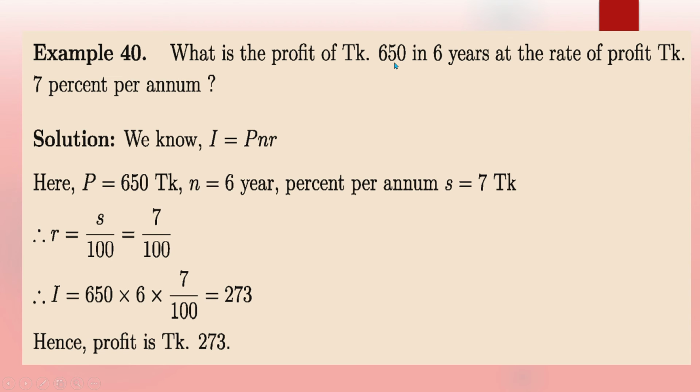Here this is the principal, P is taka 650, time N is equal to 6 years, and we know profit I is equal to P N R. We just have to put the values of P, N and R. And after calculating this, we'll get 273. This is the profit and this is the answer. Clear, student?